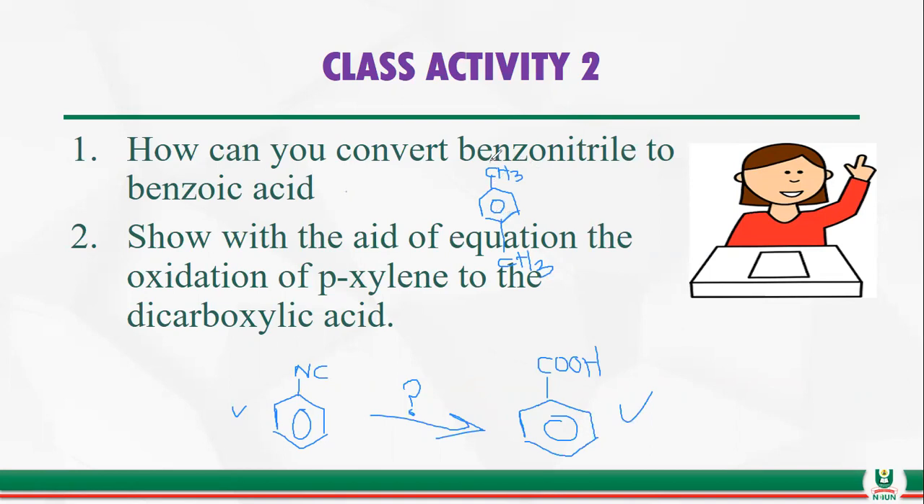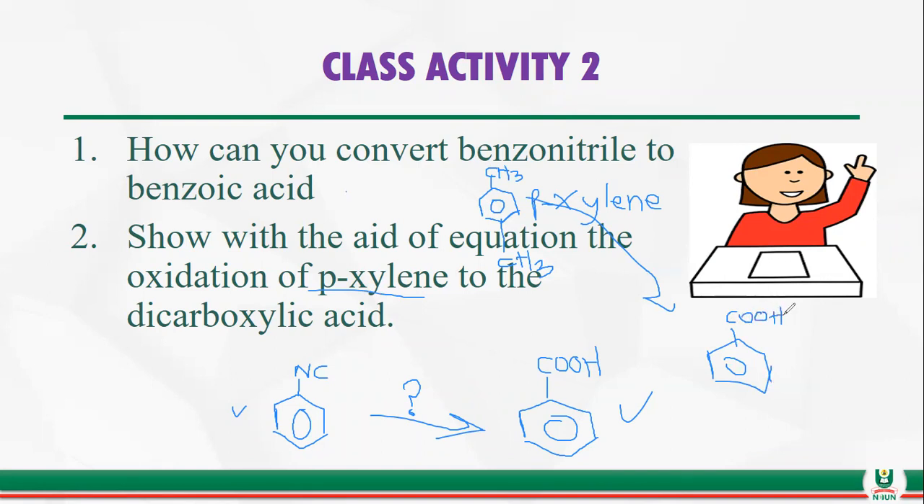But it also has its own unique name anytime methyl groups are attached to benzene. When two methyl groups are attached, it is called xylene. If one is attached at the para position to the other, it's called paraxylene. If one is attached to the other in the ortho position, it's called orthoxylene. So this is a paraxylene, that's what they are saying here. How can you convert paraxylene to dicarboxylic acid?